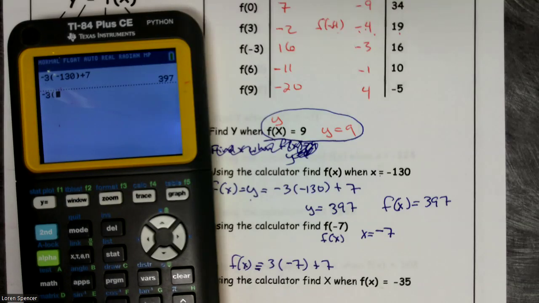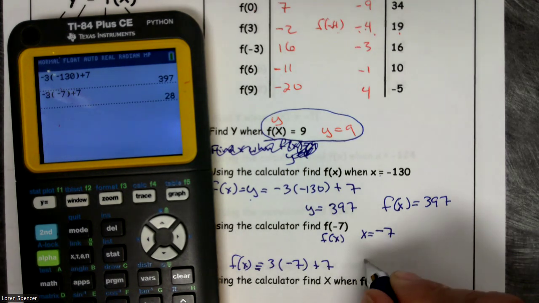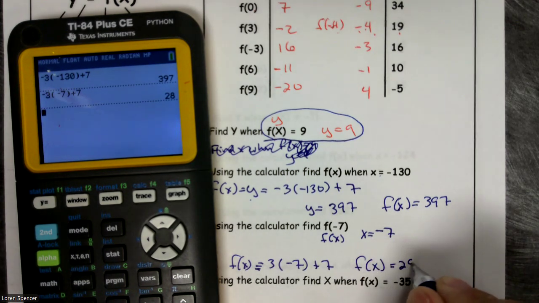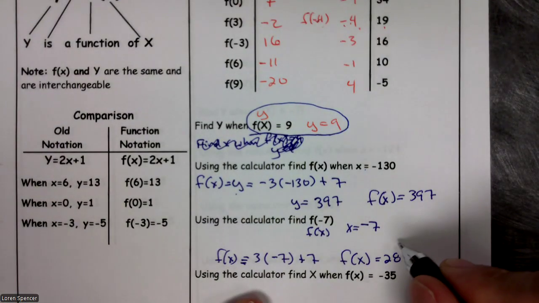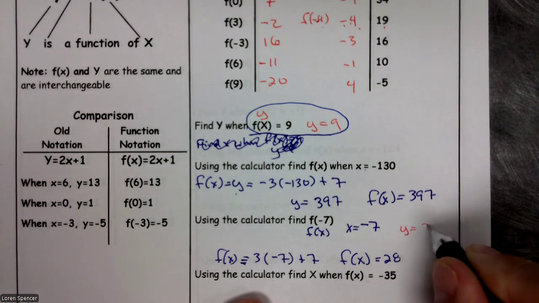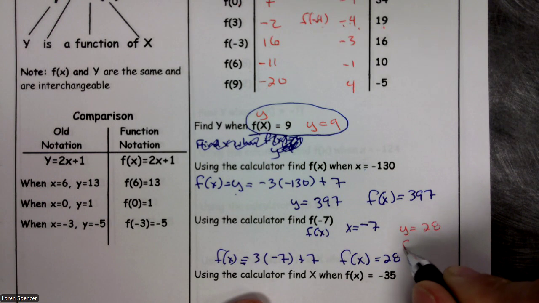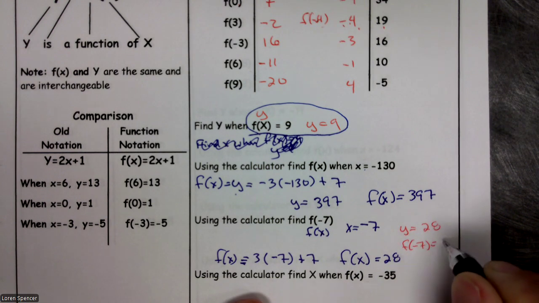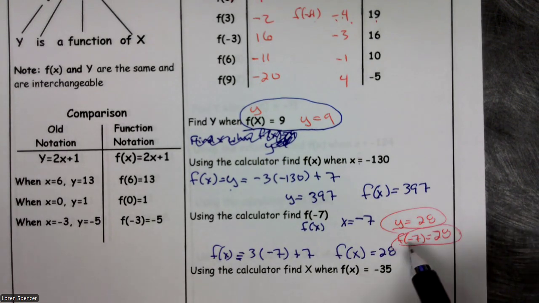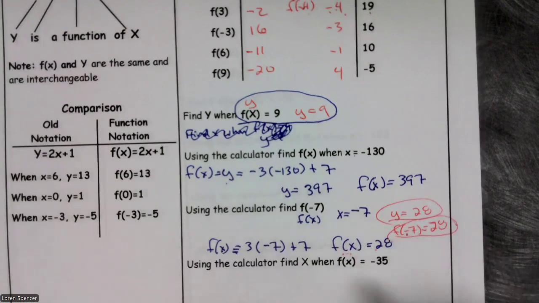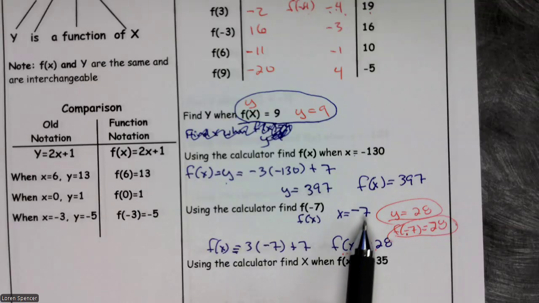Negative 3 parentheses negative 7, close them, plus 7, and I get 28. So f of x equals 28. Another way of saying it is what we wrote here. We could also write y equals 28, or we could write f of negative 7 equals 28. All of those are equivalent. Y equals 28, f of negative 7 equals 28, because that's the same as saying y, and f of x equals 28, because that's another way of saying y. So we have all these different ways of saying y, okay?